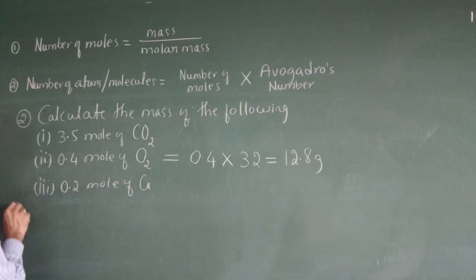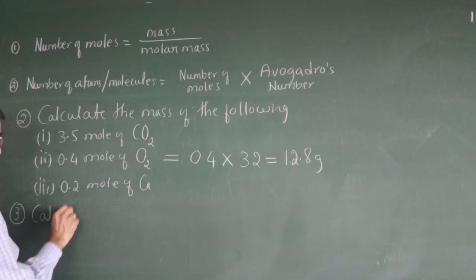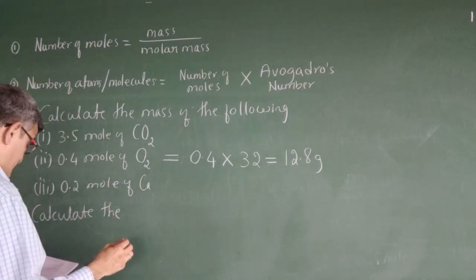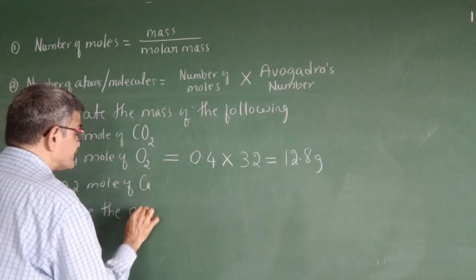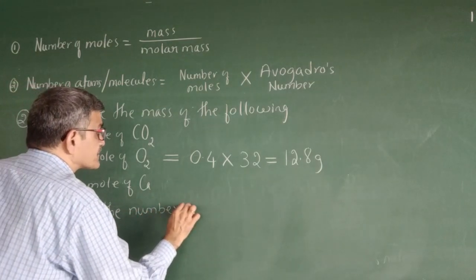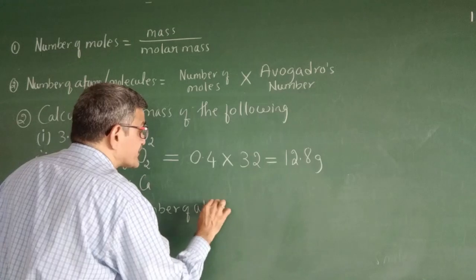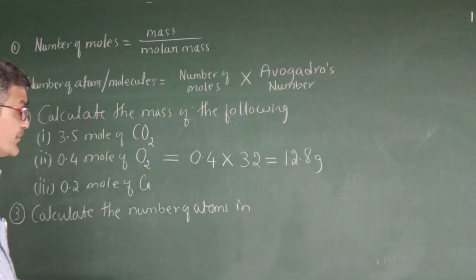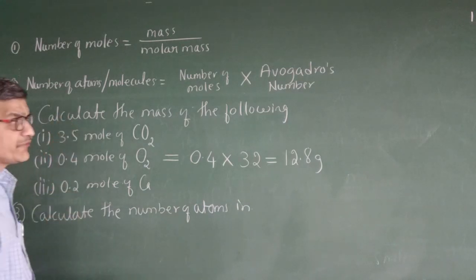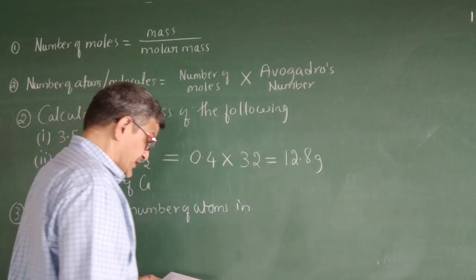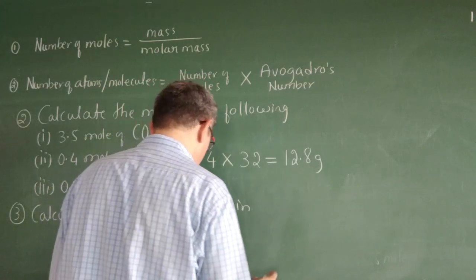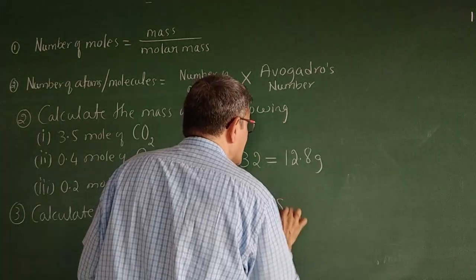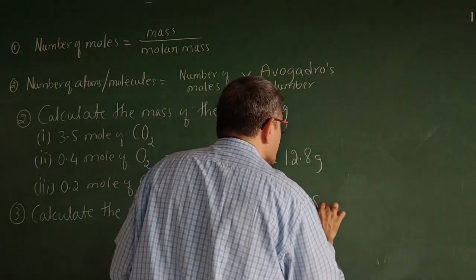Third one, calculate the number of atoms. Calculate the number of atoms or number of molecules or ions. Calculate the number of atoms in A, 8 gram of silver.